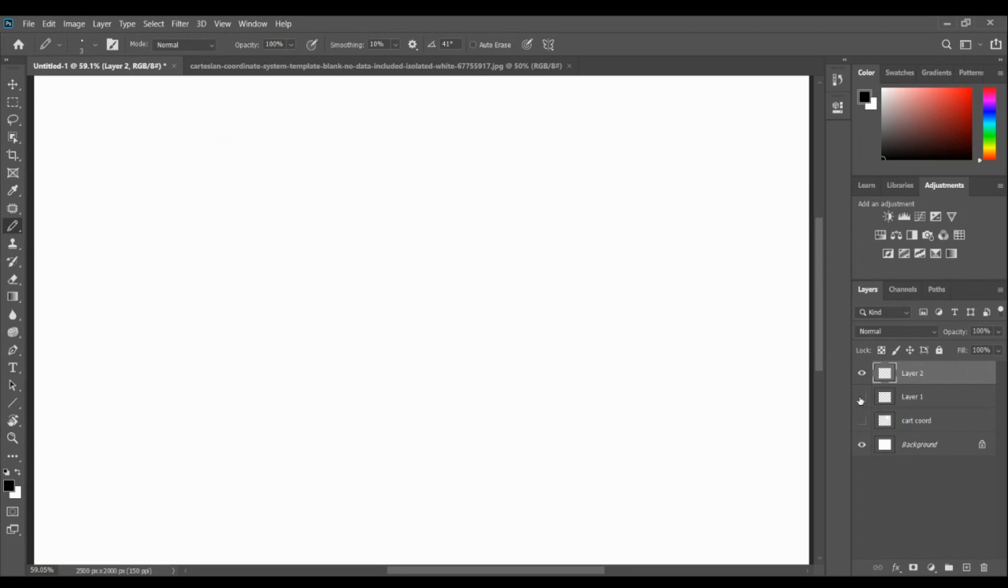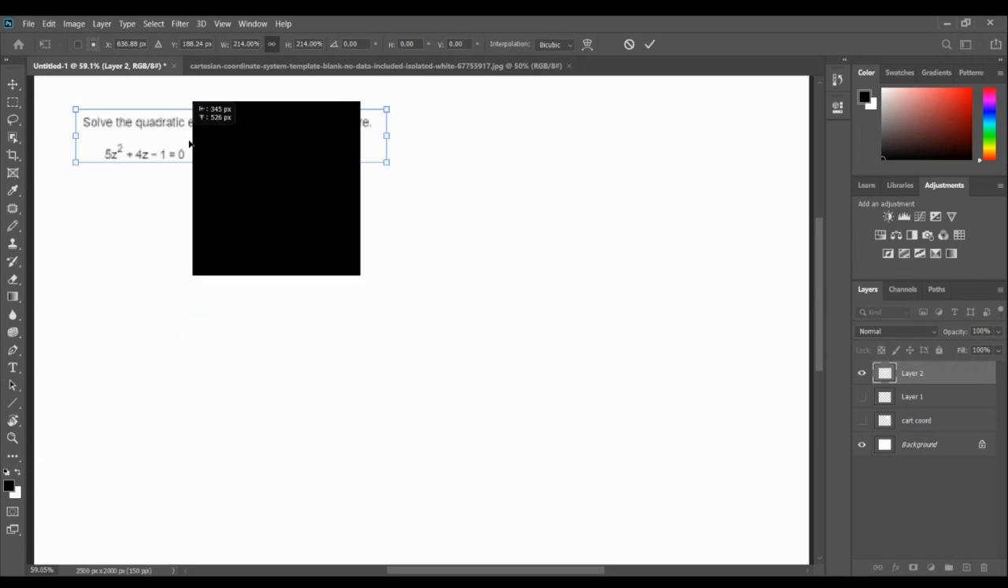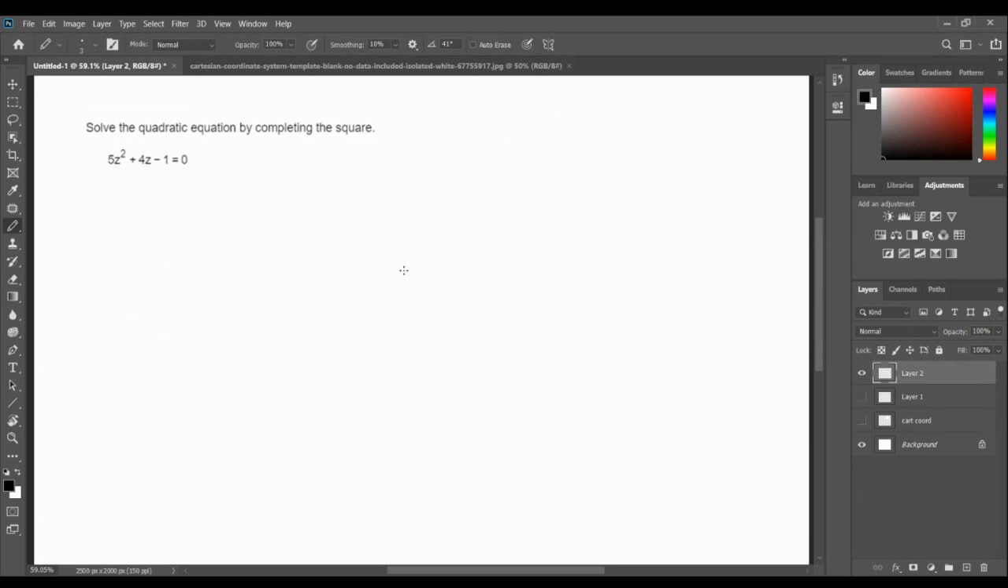Now let's take a look at that one from 3.2. This is number 8 on mine. I assume yours is similar. Solve the quadratic equation by completing the square. Yes, that's it. Okay. Well, one of the rules for completing the square is that the leading coefficient has to be 1.